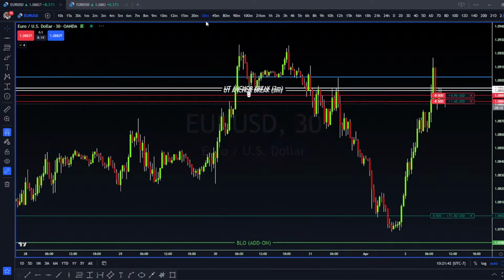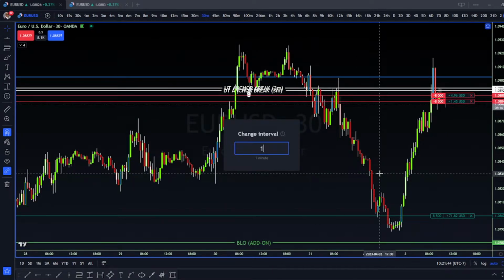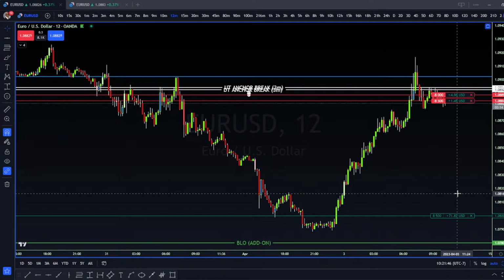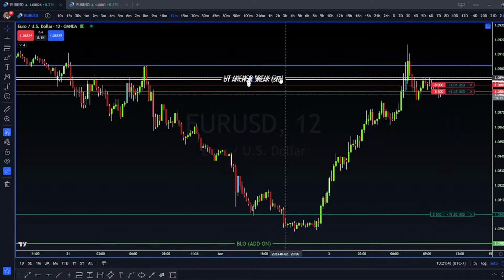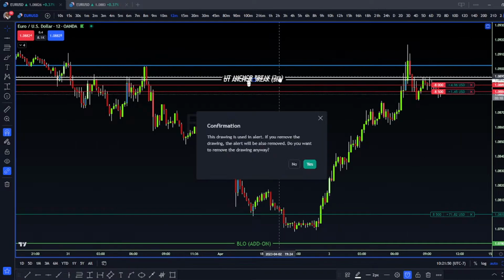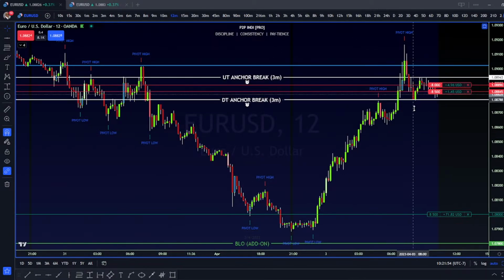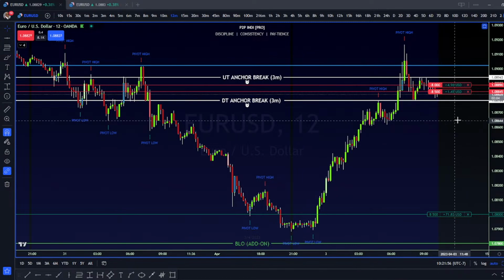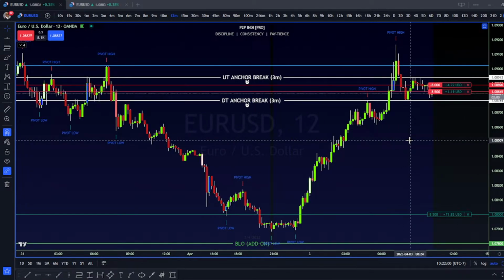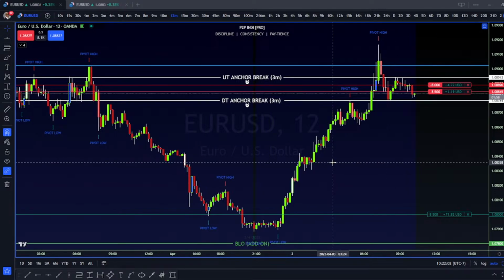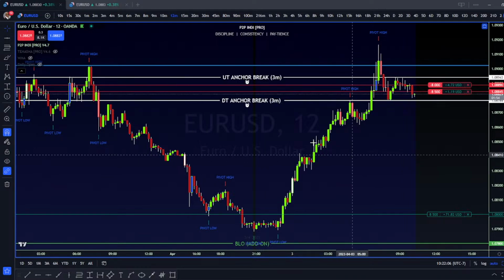If I go to a higher time frame, let's go to 12-minute. Now I can get rid of these here. Actually, let me move these down to here, because what this will do is let me know that it's decided to continue the downtrend. That'll be perfect. Let me see, what do we have here?